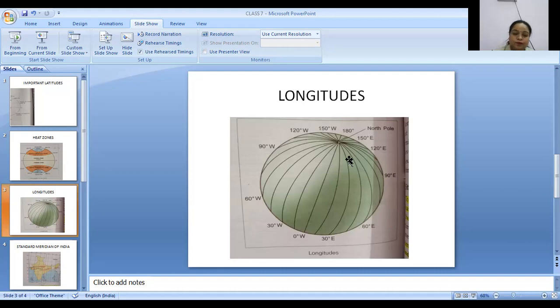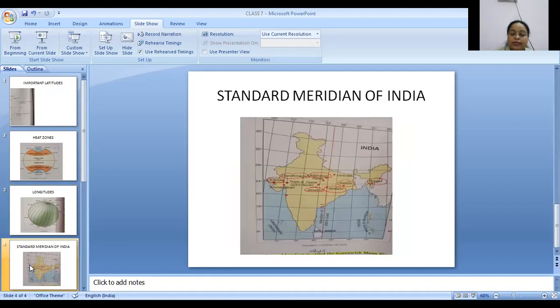Okay, so another important thing is the standard time. Can you see this grid? If I want to know about a particular place, how can I locate it? I can locate it with the help of latitude and longitude. Understood? This square is called a grid.